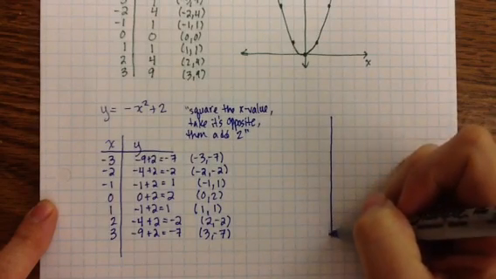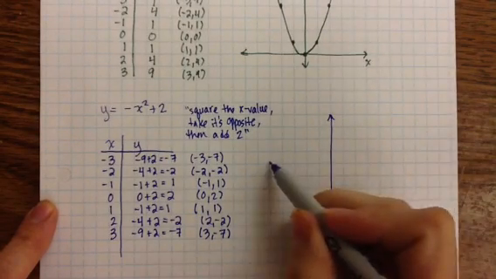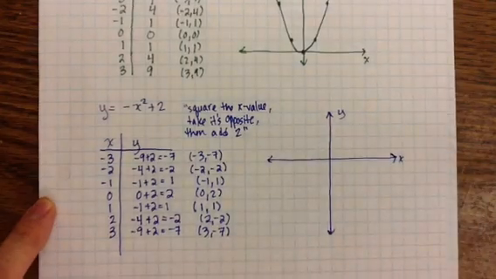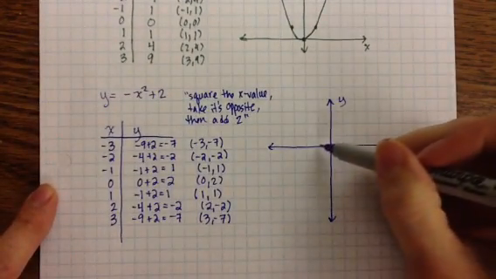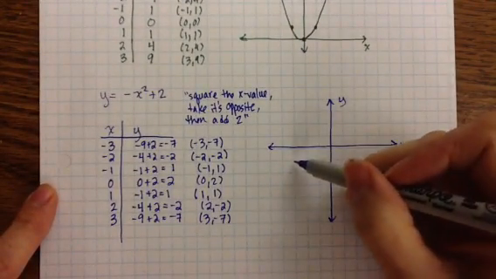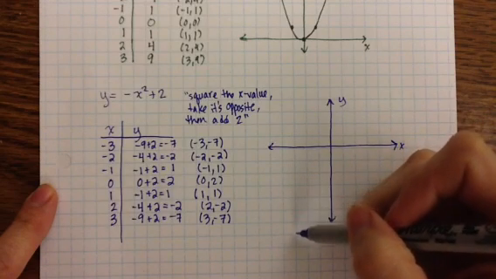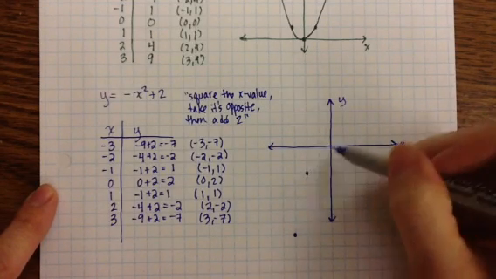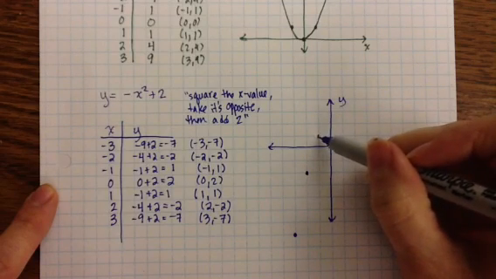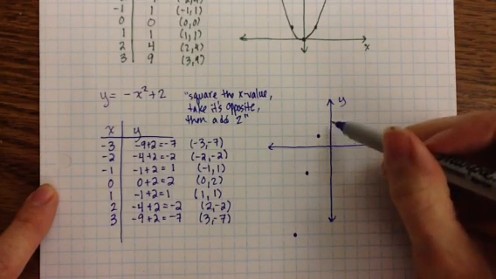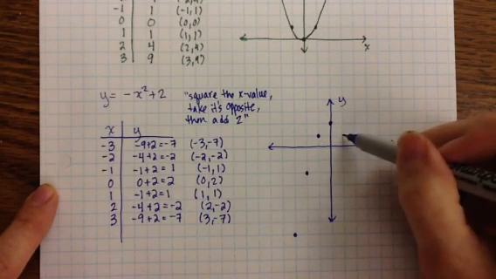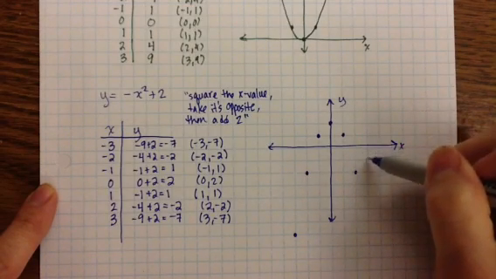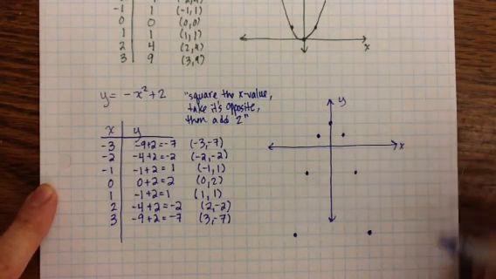We're going to do our graph over here. So we have -3, -7. 1, 2, 3, 4, 5, 6, 7. -2, -2. -1, 1, 0, 2, 1, 1, 2, negative 2, and 3, negative 7.